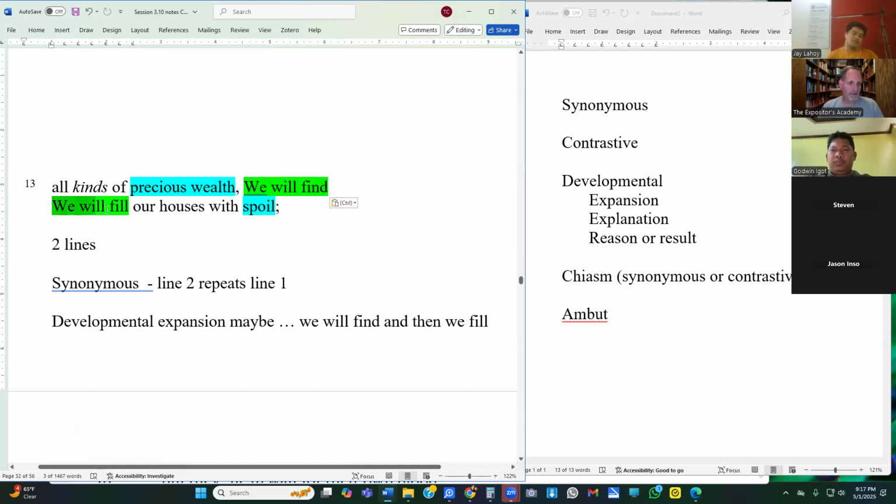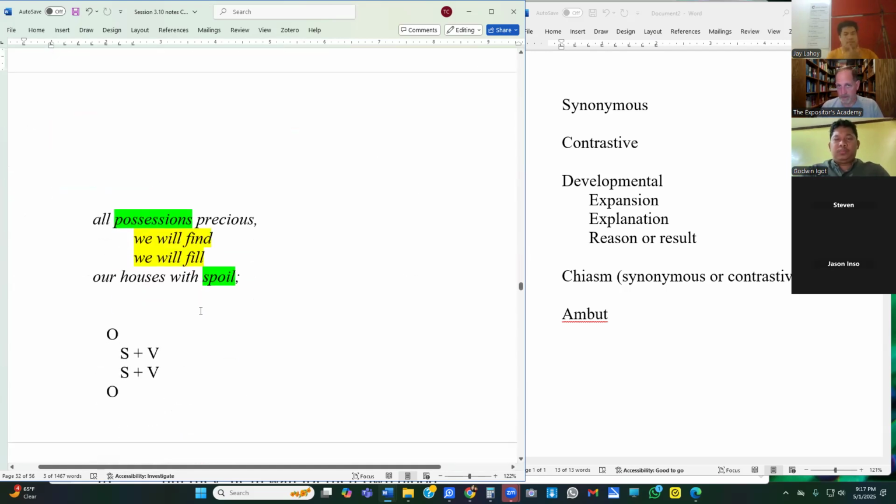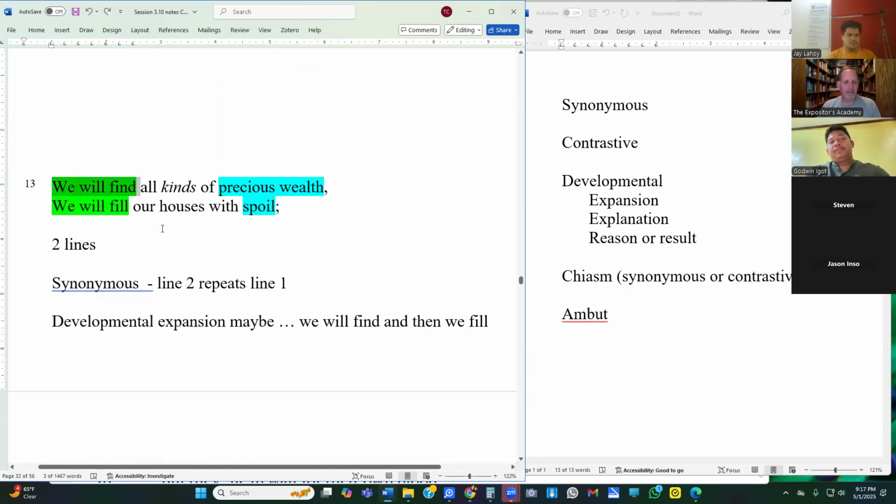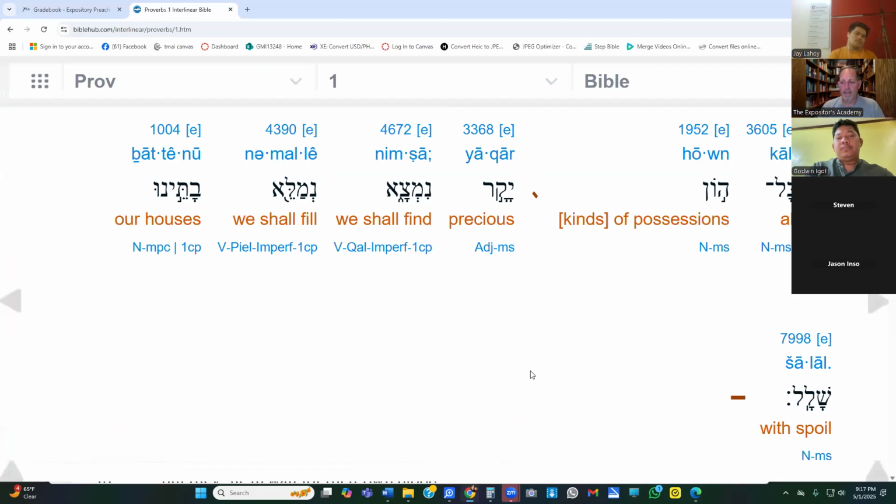You see the green there. If it is a chiasm, that would support synonymous parallelism, because you usually don't have it in developmental, and it would be focusing on the we will find and we will fill. In English, you wouldn't have seen that because it was translated this way. What I like to do is go to Bible Hub and look at the actual word order, and then you'll notice it there. All kinds of possessions, precious, we shall find. And then the second line, we shall fill our houses with spoil. All right.